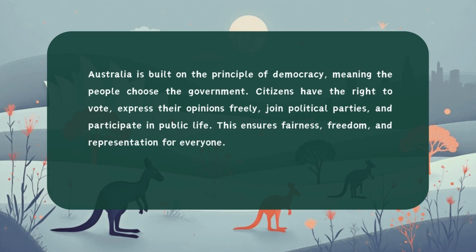Citizens have the right to vote, express their opinions freely, join political parties, and participate in public life. This ensures fairness, freedom, and representation for everyone.